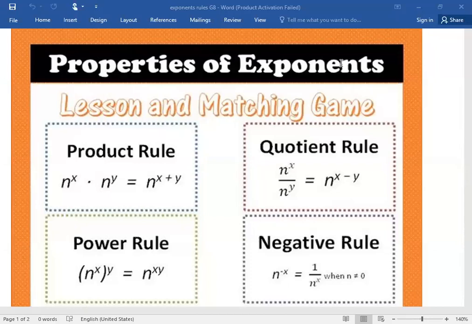Also, we studied quotient rule. What is the quotient rule? If you have n to the power of x over n to the power of y, it equals n to the power of x minus y. Because we said with division, when we have same base, so we have to subtract the exponents.